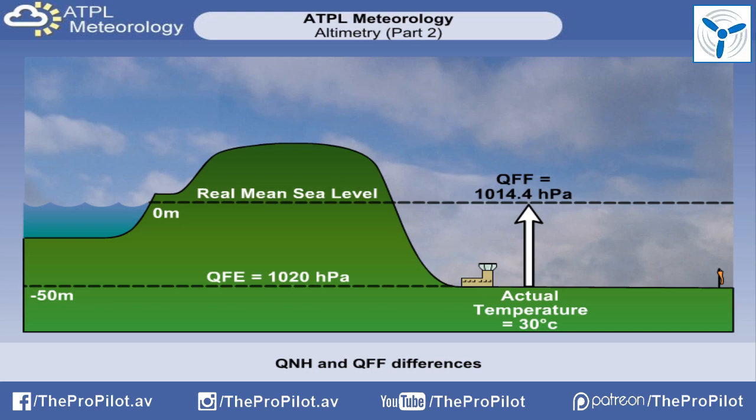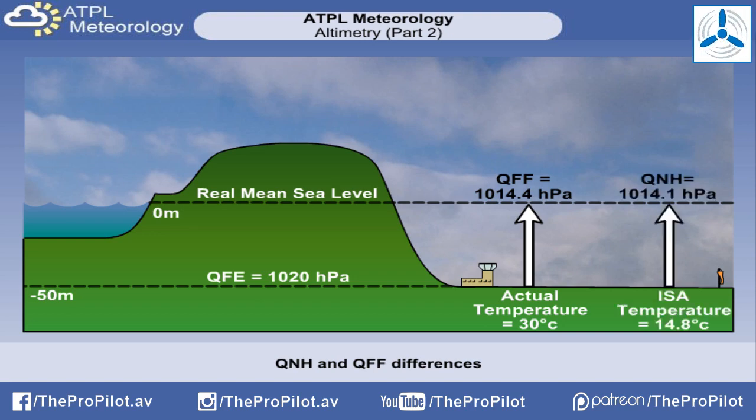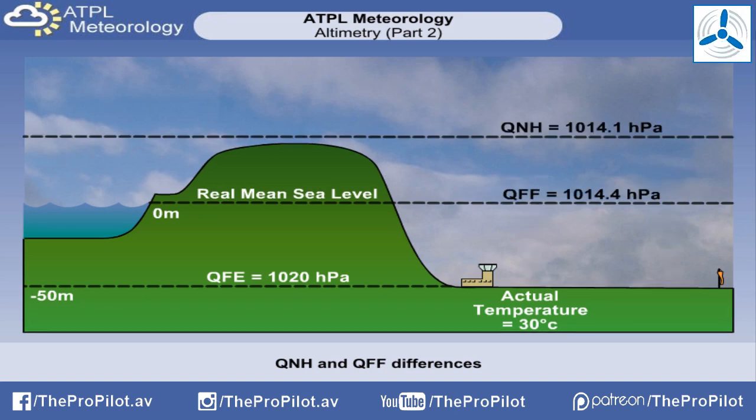QNH, on the other hand, does not know that conditions are warmer than ISA, and it uses a higher pressure lapse rate, reducing the pressure by much more. So, in 50 metres, to find the QFF, the pressure was reduced by a lot less than QNH. In this example, below sea level in warmer than ISA conditions, QFF was more than QNH. However, different pressures cannot exist at the same level. So since QFF is the most accurate, it will remain at the real mean sea level, and QNH pressure will be found slightly above mean sea level.